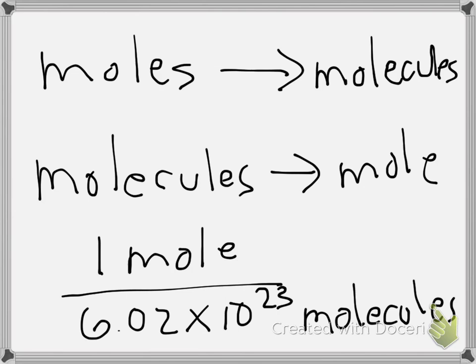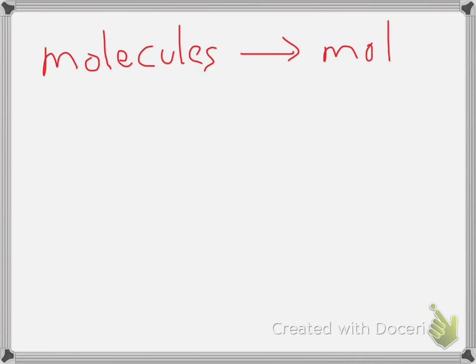And again, remember, depending on which way we're going, it can either be 1 mole over 6.02 times 10 to the 23rd or 6.02 times 10 to the 23rd molecules per mole. We can have either one of those. So now let's devise a problem. Let's talk about going from molecules to moles. Okay, so put that up on your notes, and then here will be an example.